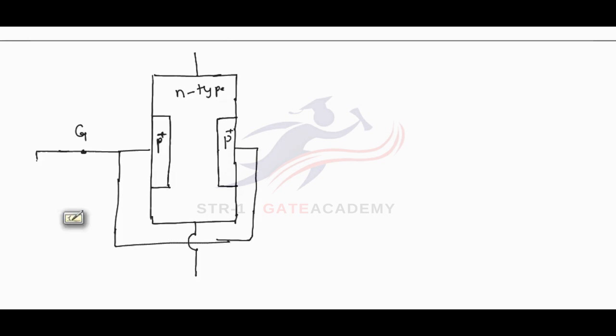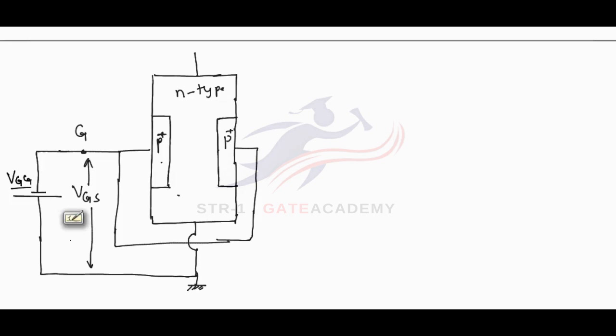Gate will be biased at lower potential with respect to source terminal, so that it is ensured that gate to source is reverse biased. So this battery VGG ensures that gate to source is reverse biased. This gate to source voltage VGS will always be negative for this JFET.